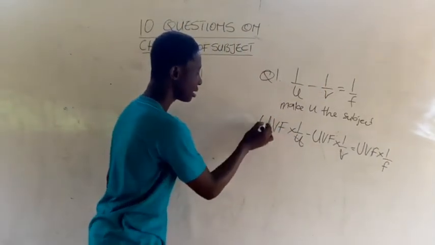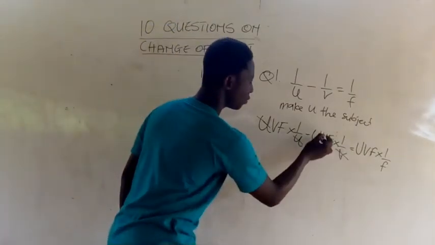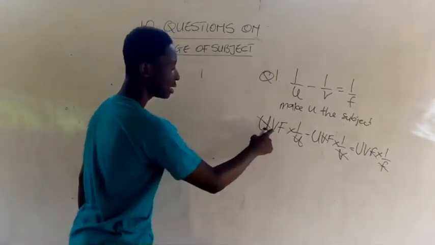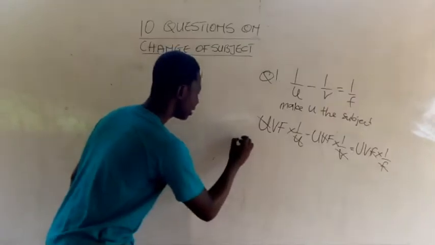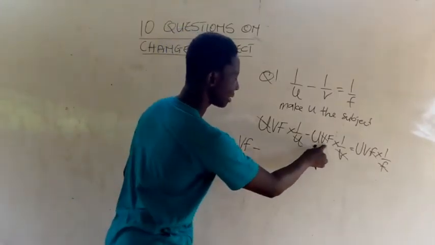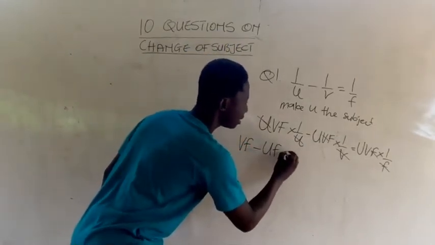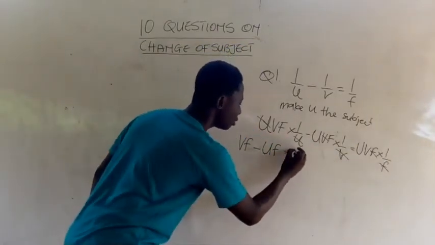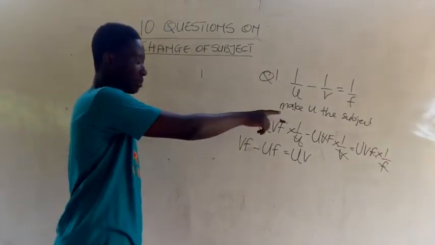Now u cancels out u, so this is gone. V goes for v, and then f goes for f. So we are left with v times f times 1. We are going to get vf minus u times f times 1. We are going to get uf is equal to u times v times 1. I'm going to get uv. But we're asked to make u the subject.